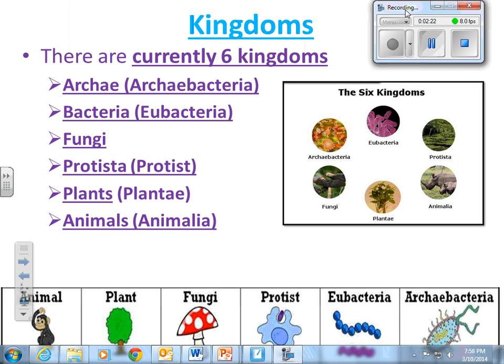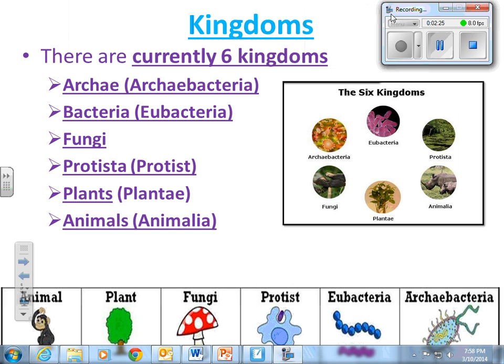When we go down to kingdoms, there are 6 currently recognized kingdoms. Archaea and bacteria, yes, they were also domains. They're also kingdoms. The other kingdoms are fungi, protista or protist, plants, sometimes called Plantae, and animals, sometimes called Animalia.